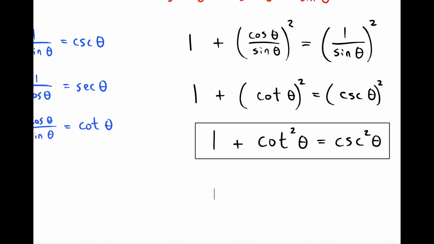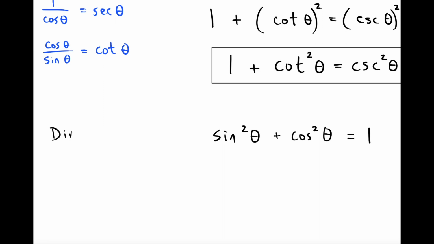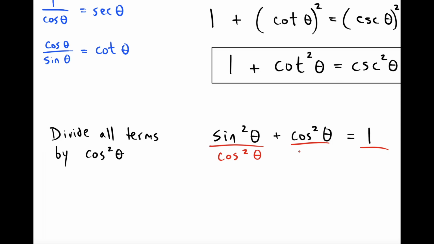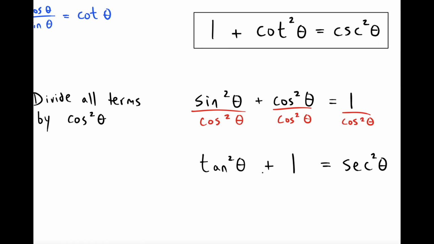And there's one more that could be made as well. This time I'm going to divide all terms by cosine squared theta. Let's divide all terms by cosine squared theta. Okay, so this one's going to be tan squared theta. This is going to be a 1. And this one is going to be what we call secant squared theta. That's the third identity that we could use.